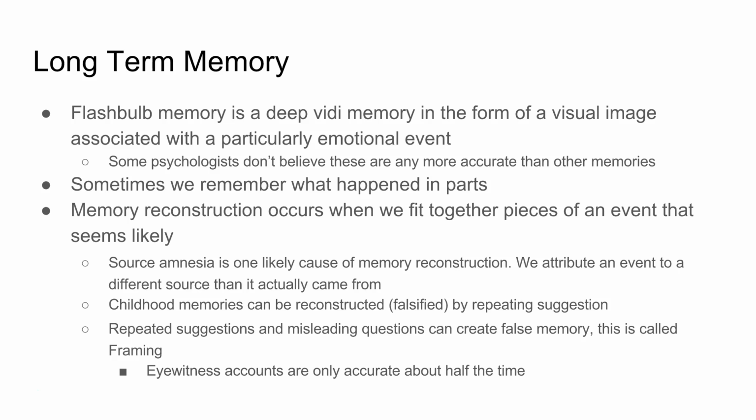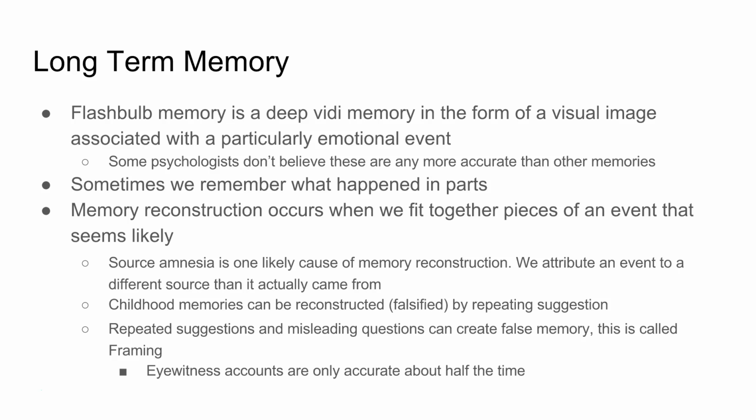And then the last thing is long-term memory. There's something called flashbulb memories, and flashbulb memories are deep, vivid memories, often in the form of a visual image associated with a particular event that has strong ties to us. So people will remember where they were on September 11th. Older generations remember where they were when they heard that JFK was assassinated, or when they heard about Pearl Harbor. These are events that we really recall strongly, and so we have what are called flashbulb memories.